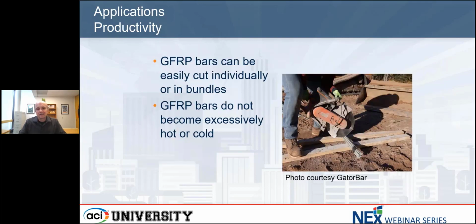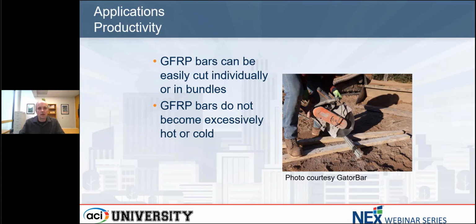And then just general handling characteristics. The bars are a lot easier to cut through than steel. They cut more like wood than steel. There's no sparks that are generated when you cut through the bar. You can cut through the bar fairly easily, so they're much easier to handle from that standpoint.